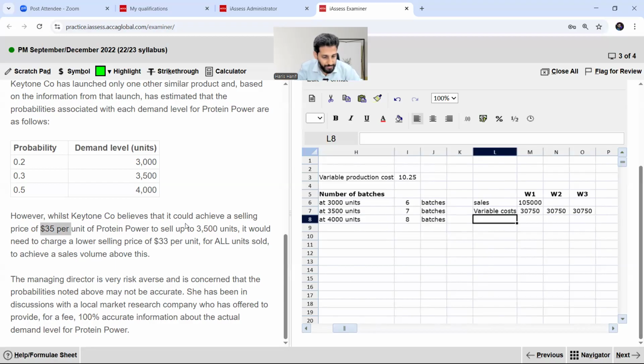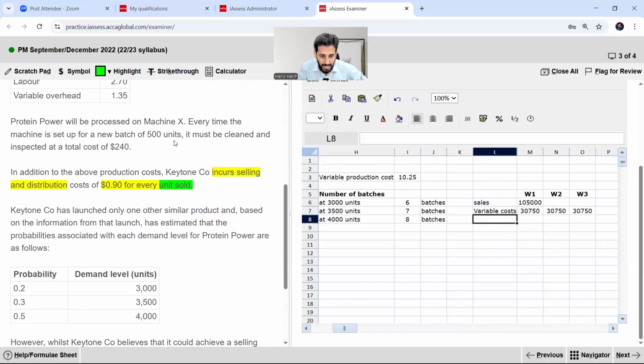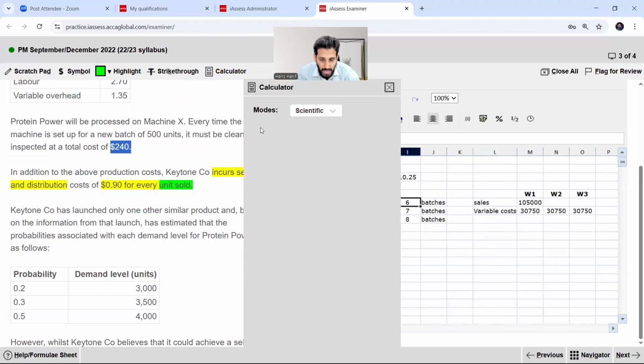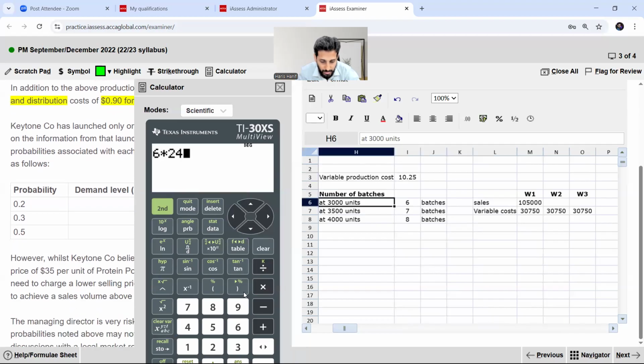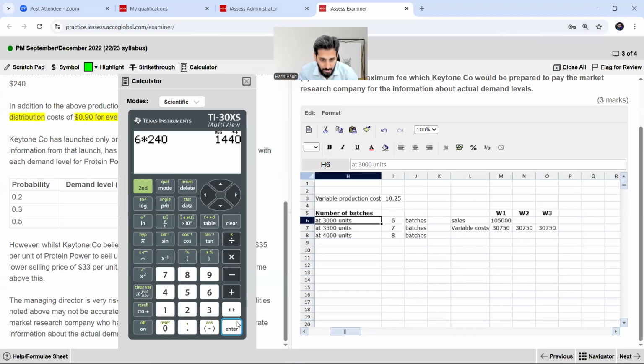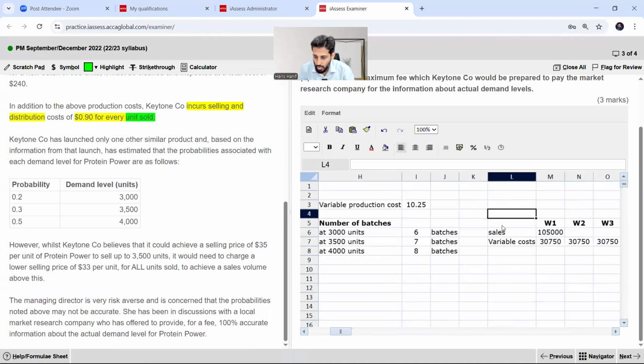And the next one is about the 240. This is 240 per batch, right? And how many batches are there? There are a total of 6 batches. So let's open the calculator. 6 batches in 3000 production. So see that 6 multiplied by 240. It's 1440. So 1440 is the setup cost. But setup cost is being measured in the form of batches. So this is my setup cost.